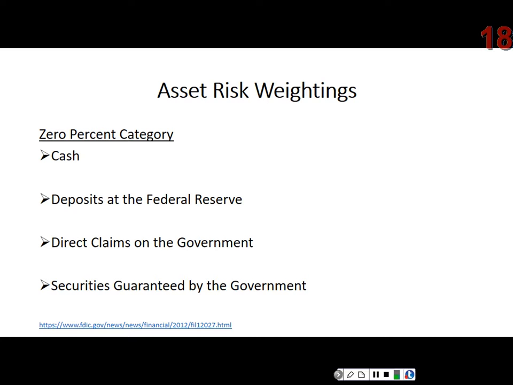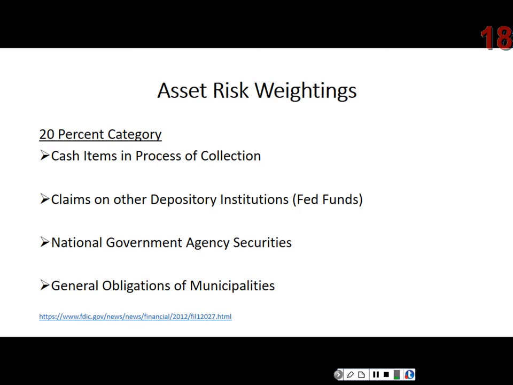So we go from the 0% category to the 20% category. These are going to be things like cash items in process of collection, claims on other banks, primarily Fed funds, national government agency securities, so government bonds, government agency bonds, and municipal bonds. These are pretty safe, okay? But they're riskier than cash. So what happens is, as you'll see in a minute, we're assigning a 20% risk weighting to those. So if we take the amount of these multiplied by 20%, that's going to give us or help us to calculate our risk-weighted assets. Because again, this is pretty simple math here.